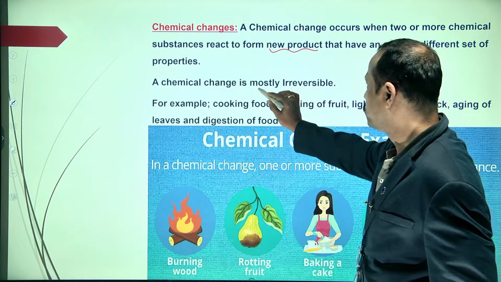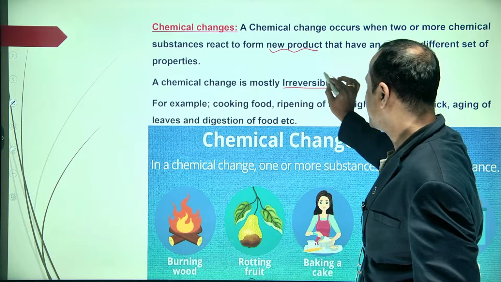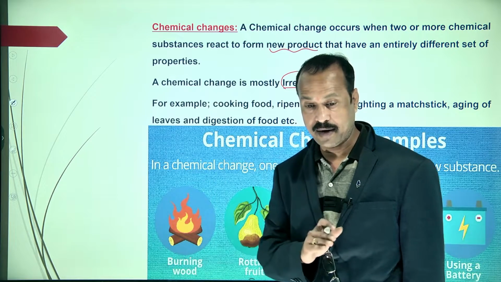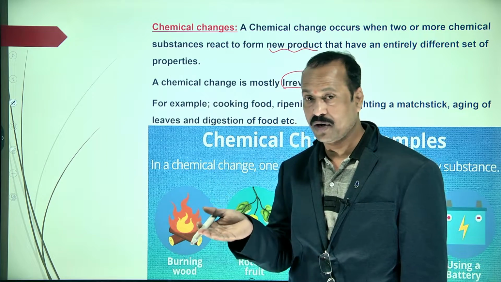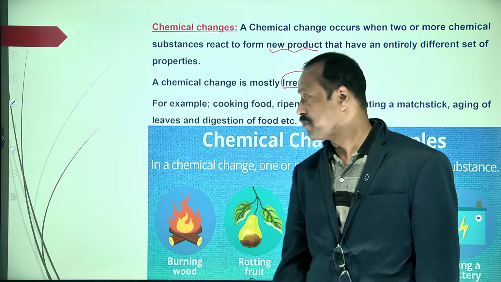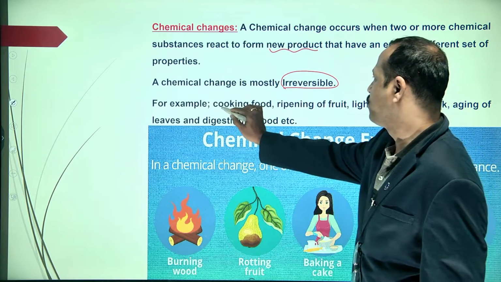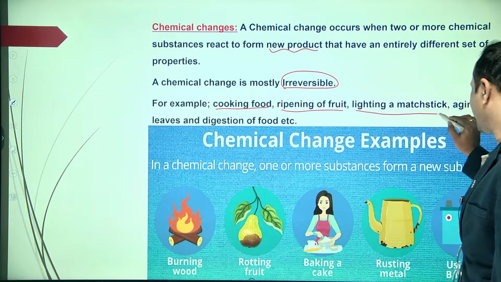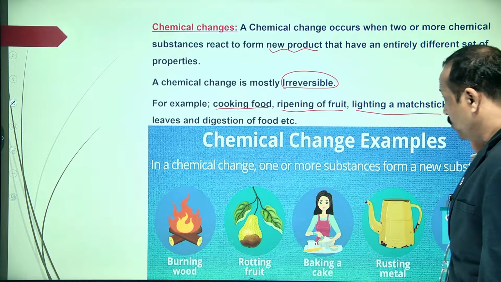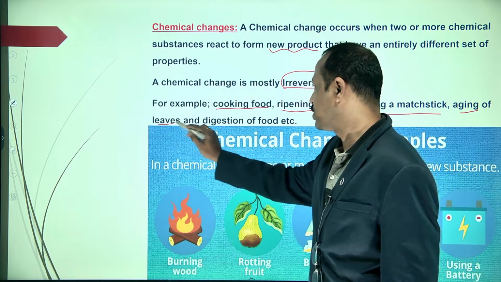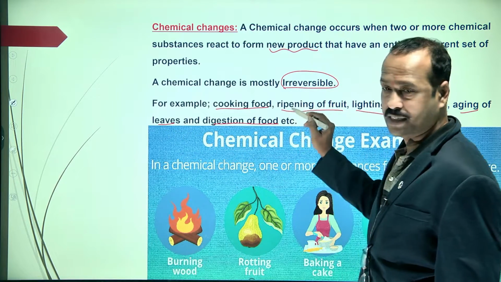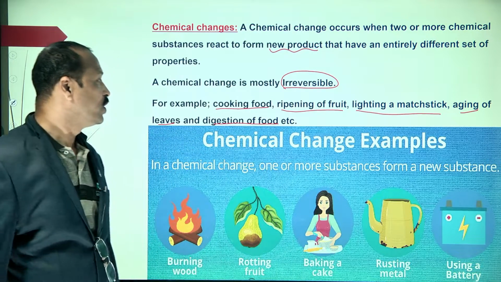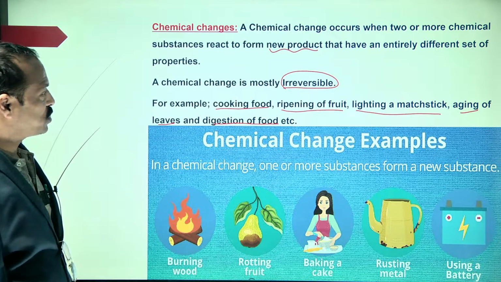A chemical change is mostly irreversible. Mostly irreversible means again we cannot get them back. Like once the rice is cooked, we cannot make it into raw rice again. And examples: cooking food, ripening of fruit, lighting of matchsticks, aging of leaves, digestion of food. Once they happen, can we get it back again? No, sir, we can't get it back.